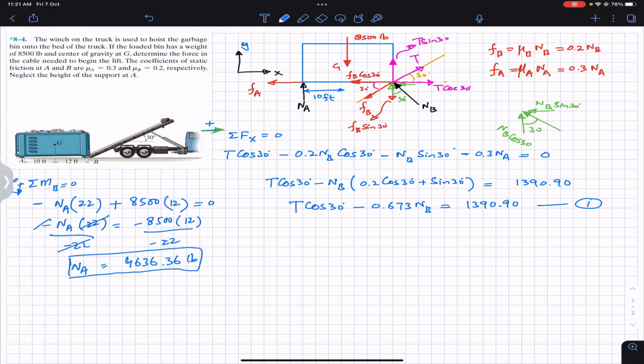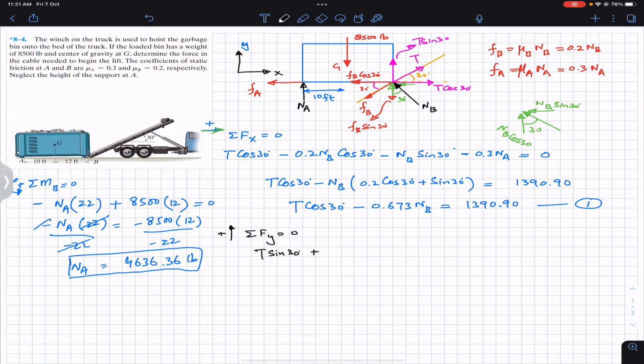Now if we apply the summation of forces along the y-axis, that must be equal to 0, and this is our positive y direction. So the forces acting in the upward direction are considered positive. Now we have this T sine component, which is acting in the upward direction. So I will write T sine of 30. Then we have this green component, which is the NB cos of 30. It is acting in the positive direction.